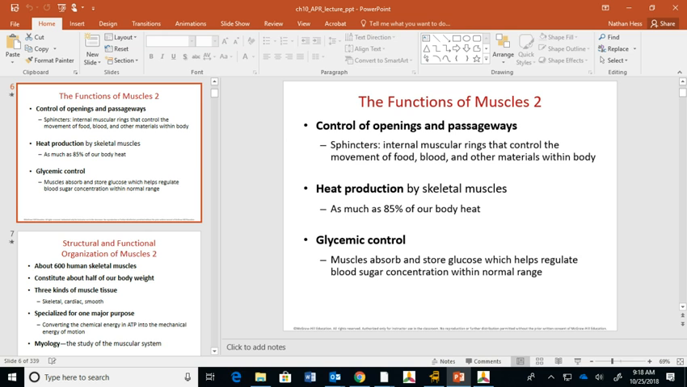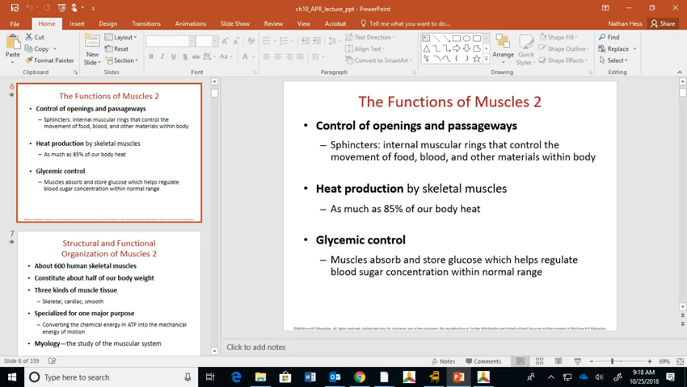Last but not least, we have glycemic control. When we say glycemic control, we mean blood sugar. And muscles play a huge role in controlling the amount of blood sugar you have in your bloodstream. Because muscles use a ton of glucose, they actually store and absorb a bunch of glucose. Why? Because muscles need to have fuel ready in a moment. Because you never know when somebody's going to come after you and you have to take off and run, right? So your muscles have to store that energy really quickly so that they can convert it to action in a moment's notice. Does that make sense?